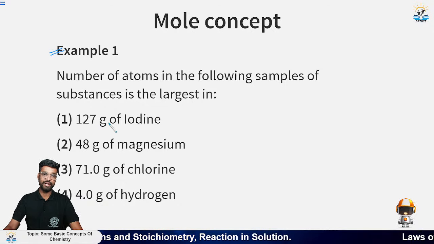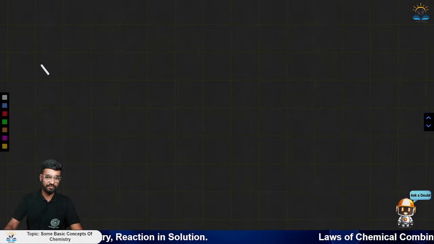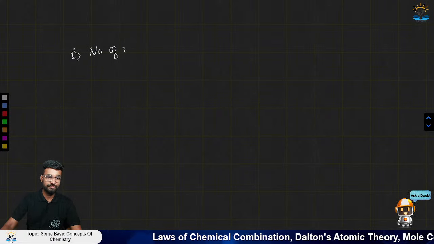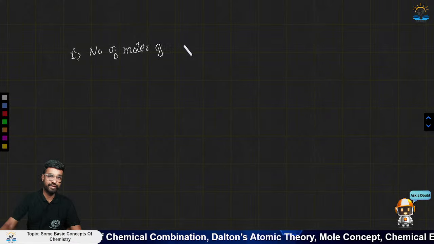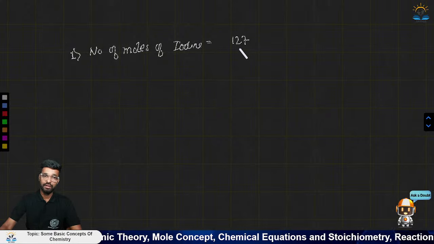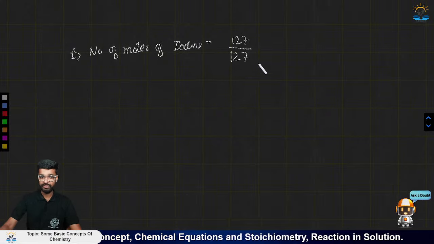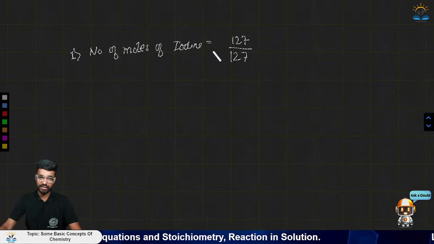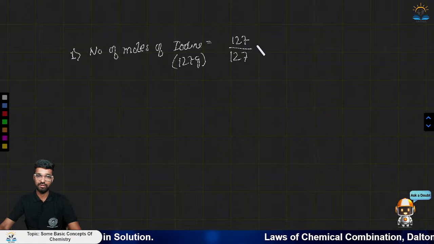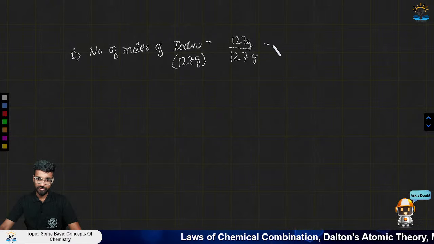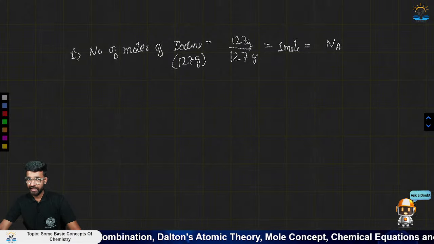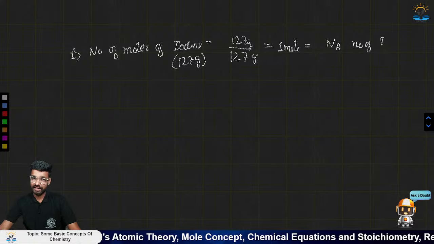So for 127 gram of iodine, if you calculate the number of moles, we know the formula. For the first option, the number of moles of iodine is equal to the given mass. The mass given is 127, and if you refer to any periodic table you will get the atomic mass of iodine. It is 127 gram molar mass. So it will be 1 mole. What does 1 mole mean? We have Na number of iodine atoms.